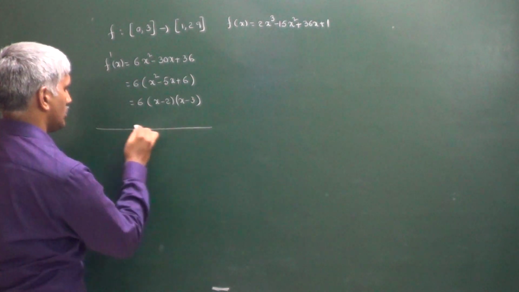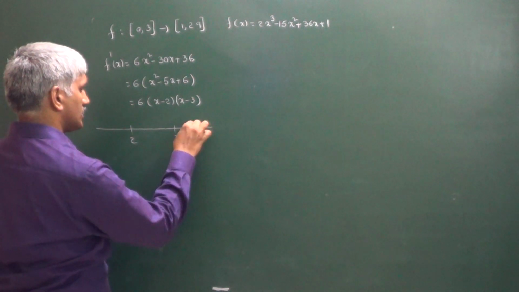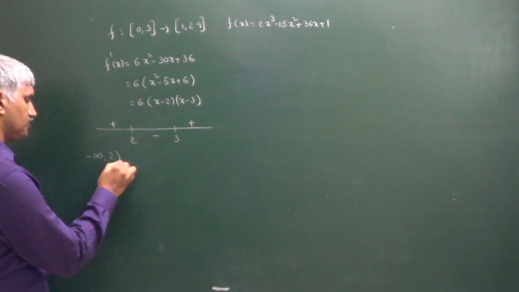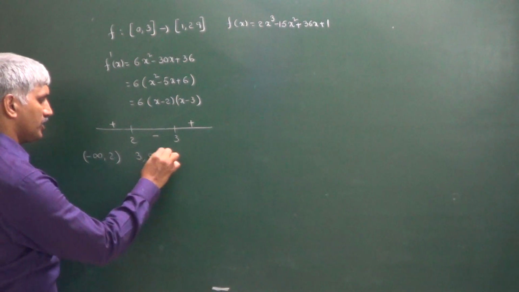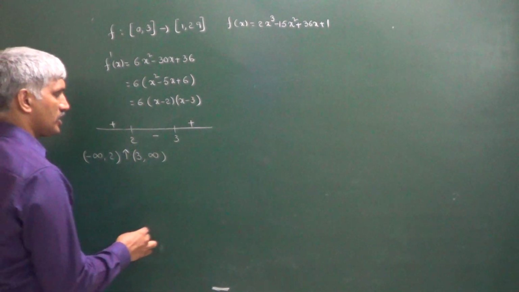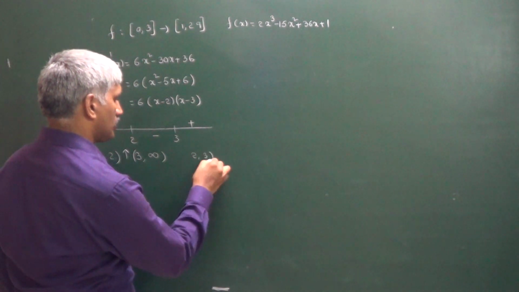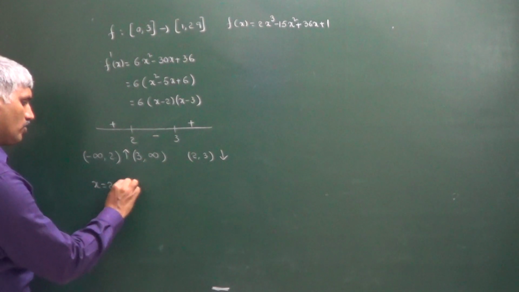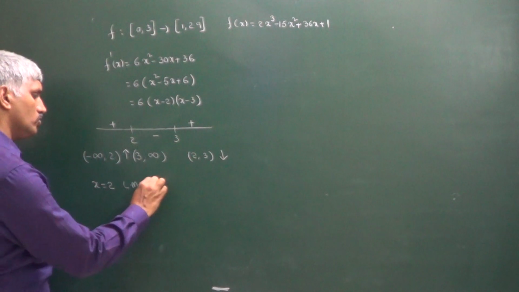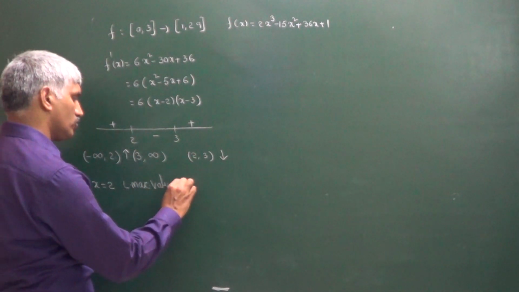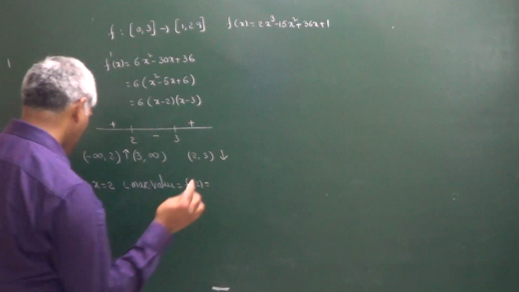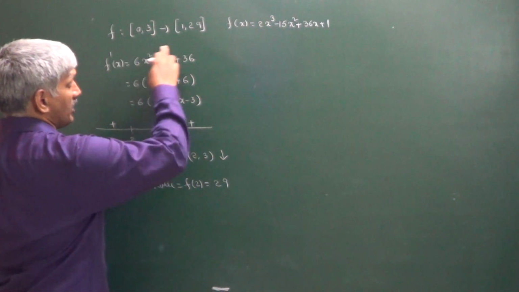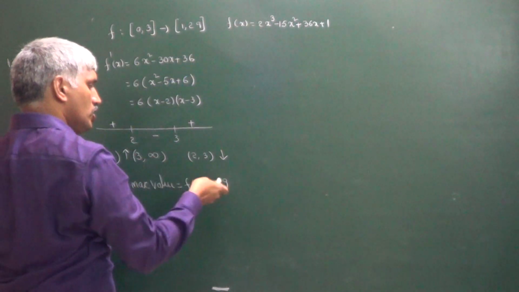Now the same information: 2, 3, plus minus plus. So from minus infinity to 2 and again from 3 to infinity, the function is increasing. At the same time, between 2 and 3, the function is decreasing. At x is equal to 2, we have a local maximum, and that local maximum value is f of 2. Just for simplification, I found the value of f of 2 also. That value I got is 29. Substitute x equal to 2 there and you will get the f of 2 value.